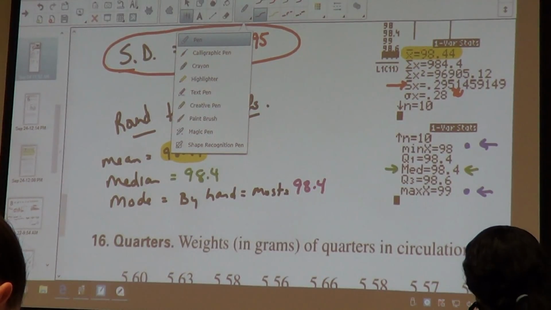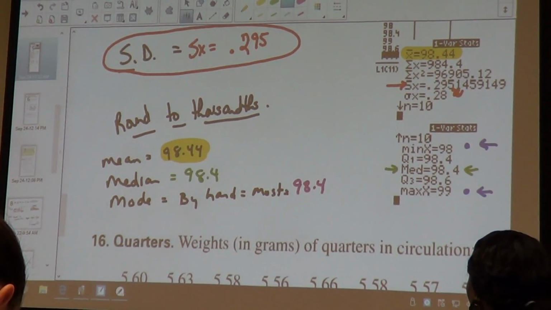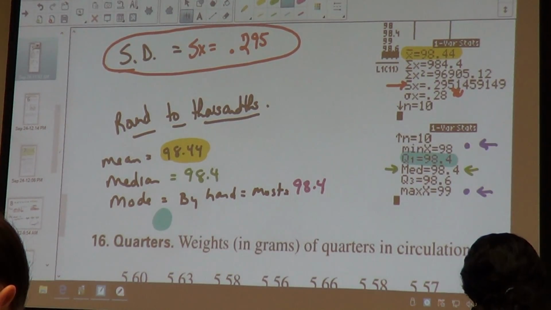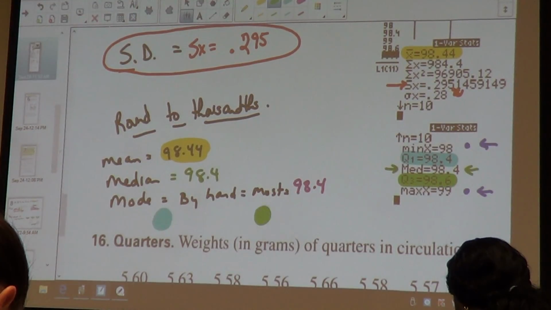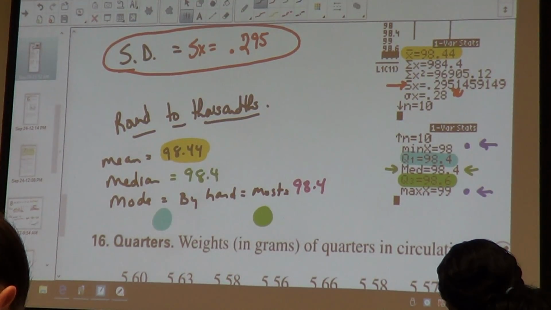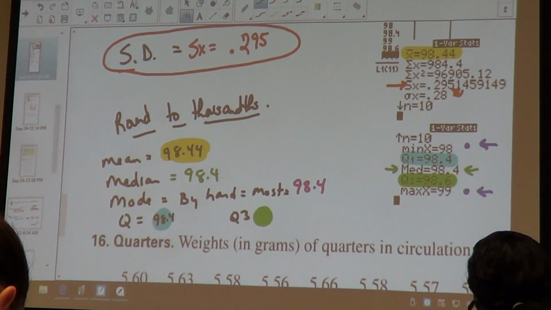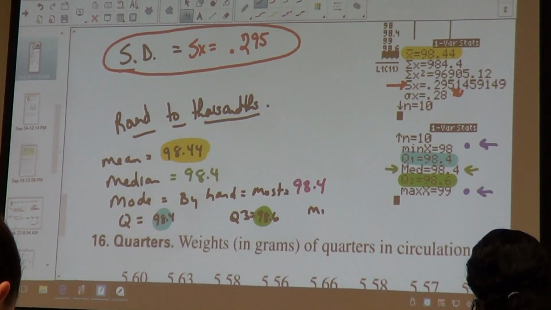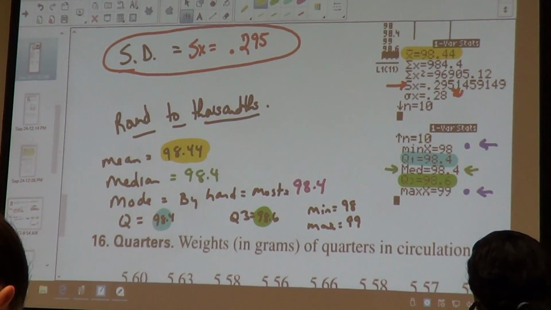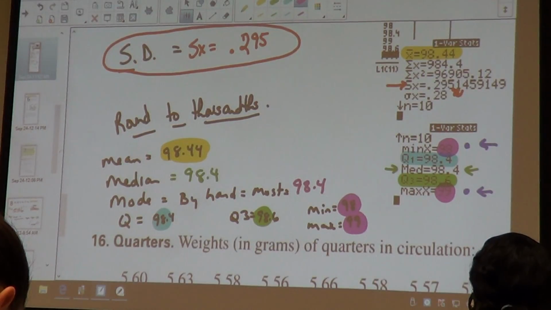Now we need to do, let me get highlighter. Let's do Q1, and then we can do Q3. So my Q1 is going to be 98.4. My Q3 is going to be 98.6. My minimum is going to be 98. My maximum is going to be 99. My minimum and my maximum are 98 and 99.